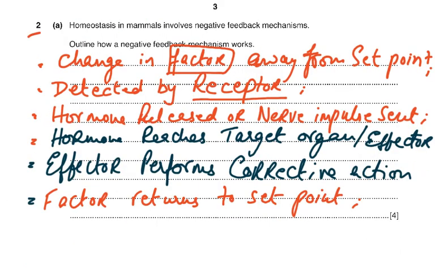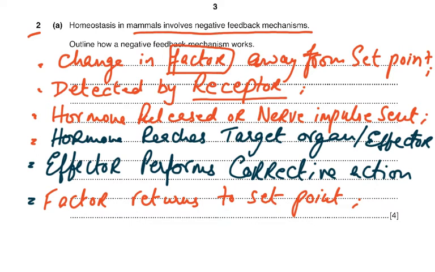Now coming to question number 2, homeostasis in mammals involves negative feedback mechanism. Outline how a negative feedback mechanism works. Now I've always said I've been unable to write this in words, and as an A-level student I would just learn these exact wordings.